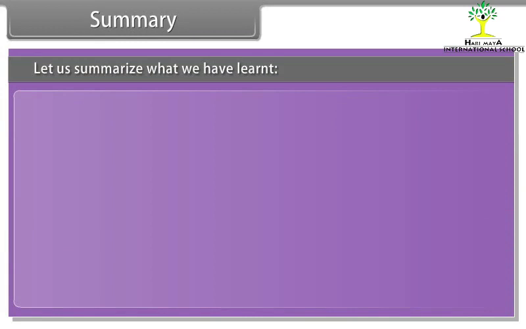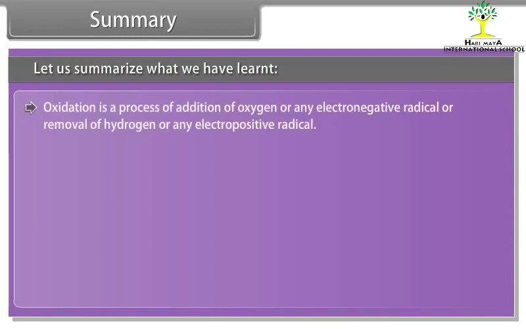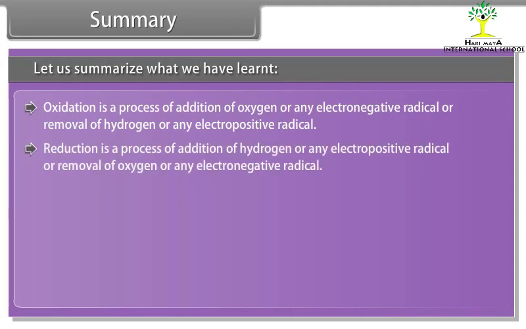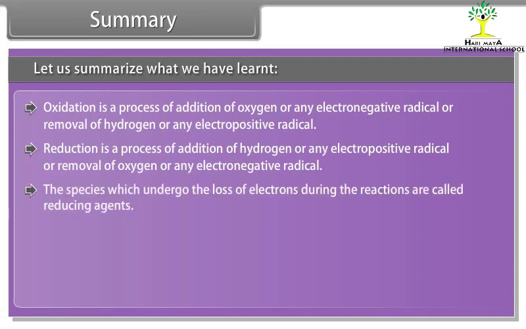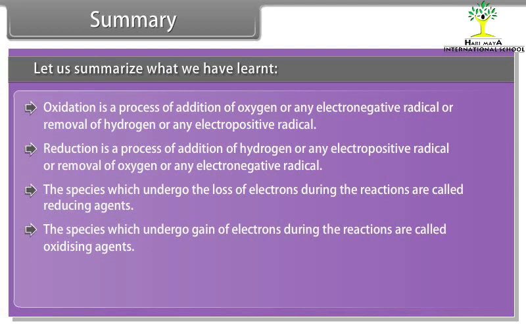Summary. Let us summarize what we have learned. Oxidation is a process of addition of oxygen or any electronegative radical, or removal of hydrogen or any electropositive radical. Reduction is a process of addition of hydrogen or any electropositive radical, or removal of oxygen or any electronegative radical. The species which undergo the loss of electrons during the reactions are called reducing agents. The species which undergo gain of electrons during the reactions are called oxidizing agents.